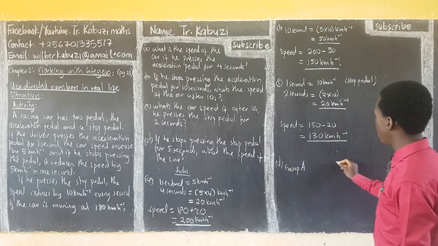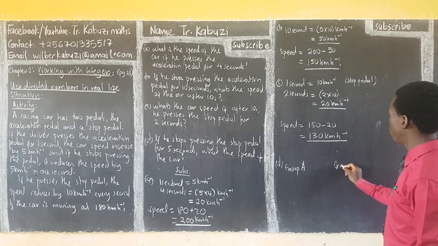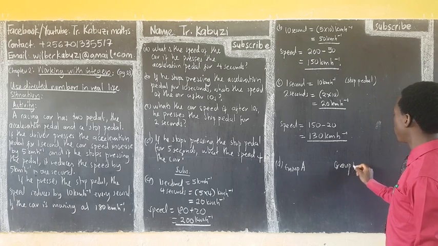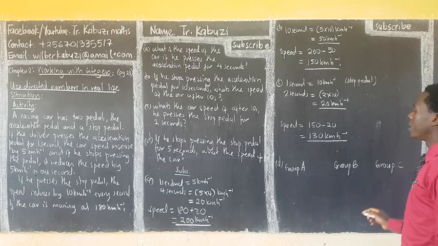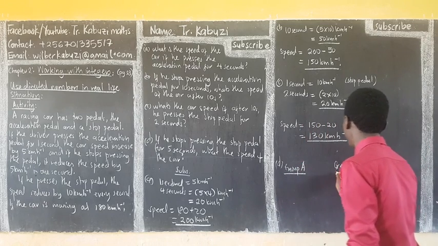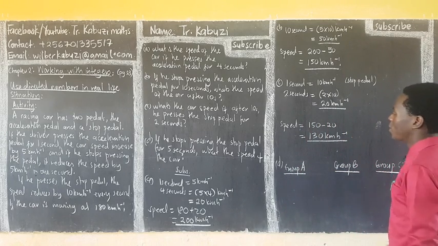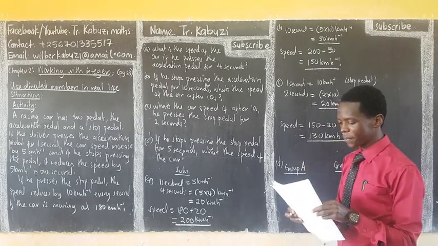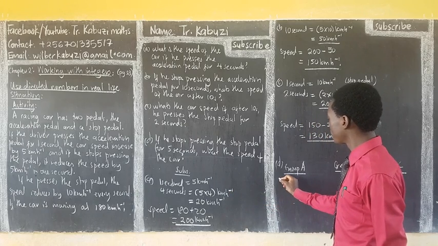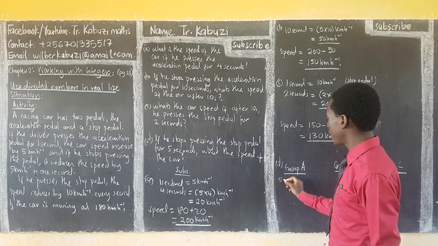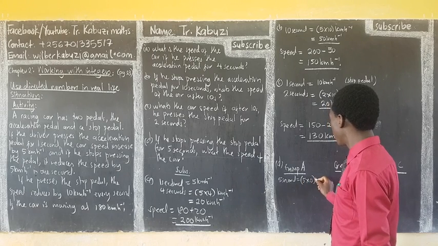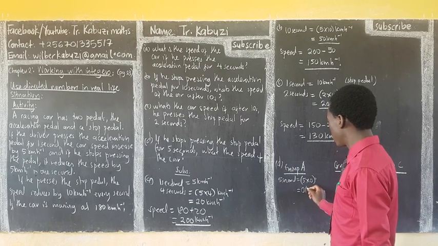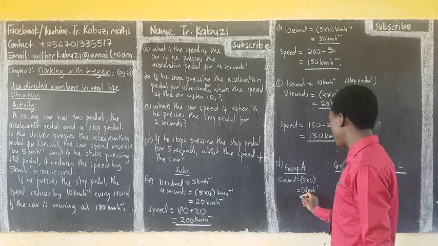Group A, I have group B, then I have group C. So I'm going to show you what each did. So group A, for them they said the 5 seconds will be equal to 5 times 0, which will be equal to 0 kilometers per hour.